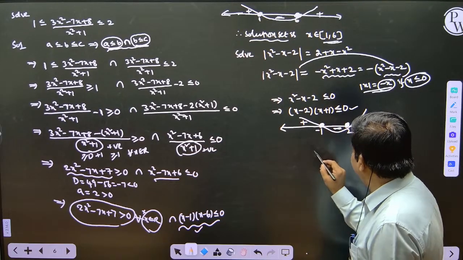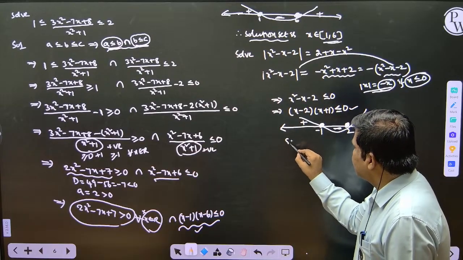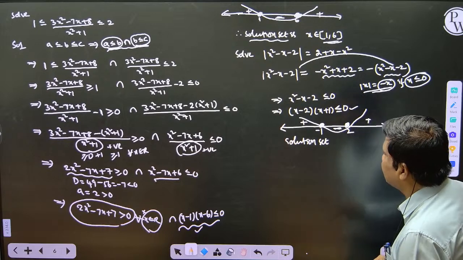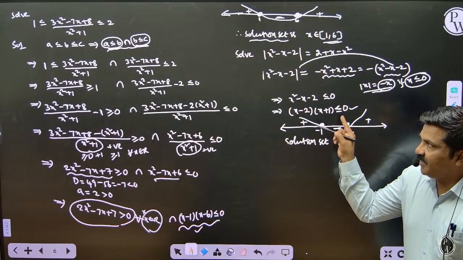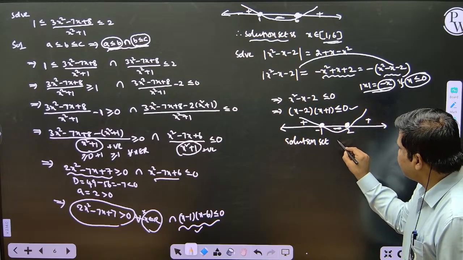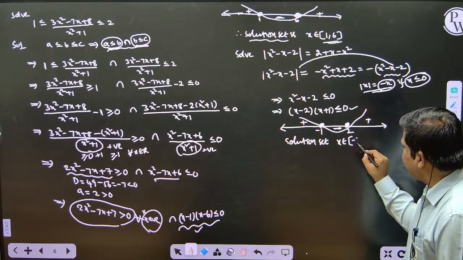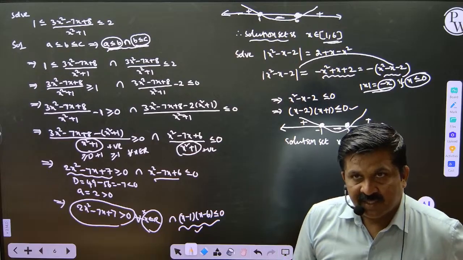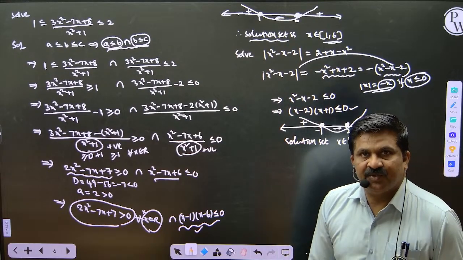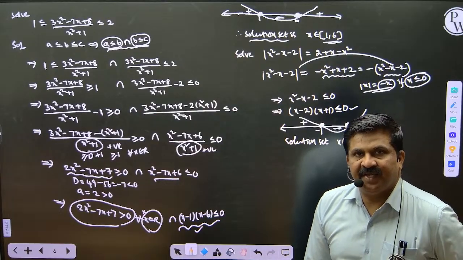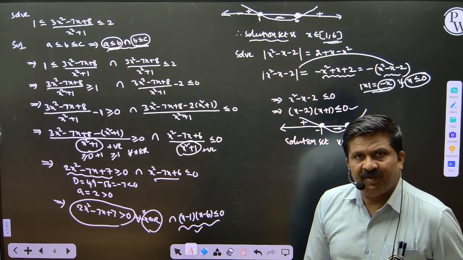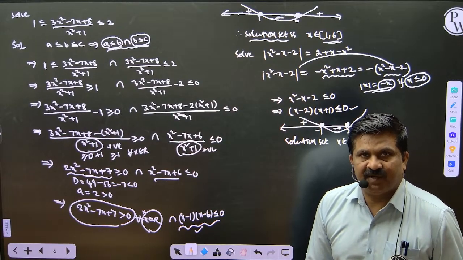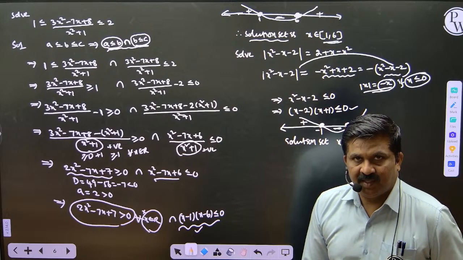But here we require negative. So the solution set: here we require negative as well as zeros. So that's why x belongs to the closed interval minus 1 comma 2. So this way we have to do it. Sometimes they can give factors straight away to you, so you can directly apply the wavy curve method. But sometimes they won't give factors to you. So then you simplify it and convert it into factor form. Then apply the wavy curve method.